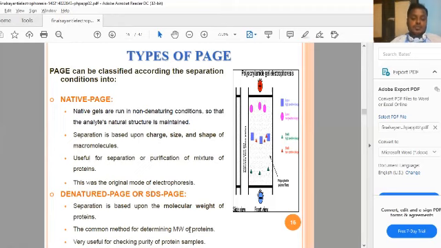So the types of PAGE, according to the separation condition, are divided into two: native PAGE and denatured PAGE or SDS-PAGE. Native PAGE is a non-denaturing condition, and the separation is based upon charge, size, and shape, and it is useful for separation or purification of mixed proteins, and is the original mode of electrophoresis. And denatured PAGE or SDS-PAGE: the separation is based upon the molecular weight. It's a common method for determining the molecular weight of protein, and very useful for checking the purity of protein samples.